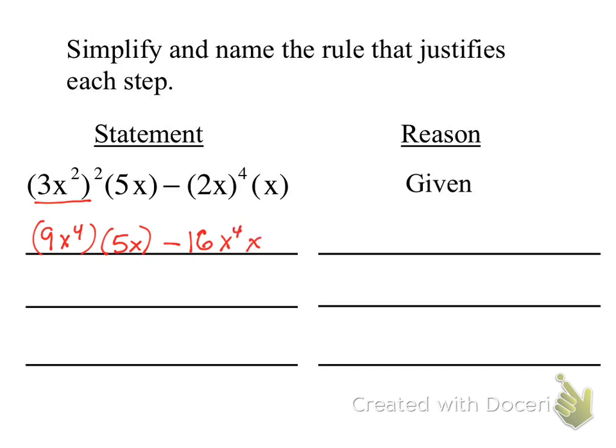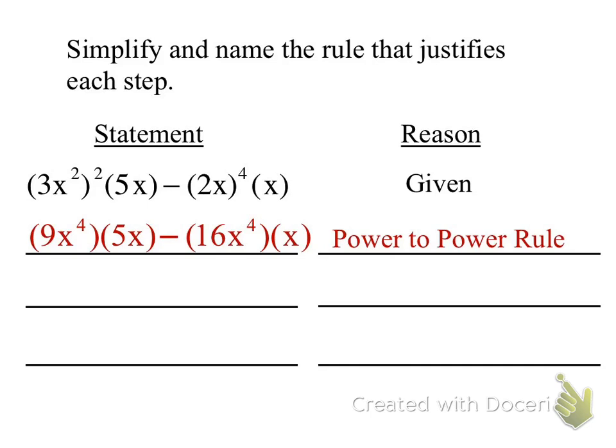All right, the next step we're going to do is use yesterday's work. So this was power to a power. The next thing we're going to do is our rule of multiplying. What would this side simplify to? Go, Jamie. 45x to the 5th power. Good. Minus 16x to the 5th power.